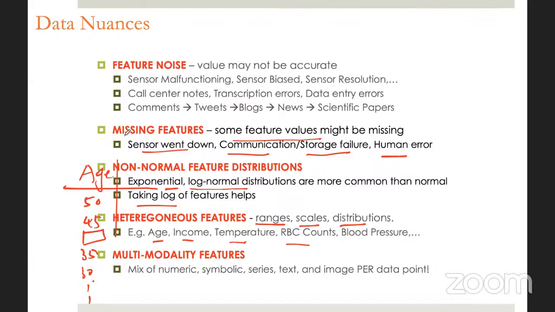So when I say spend the time with the data, identify whether any of these issues are there in the data set. Find out if we have any feature noise. Find out if we have any missing features. Find out the distributions of this data, and apply normalization on the data set, and check multimodality features, right?